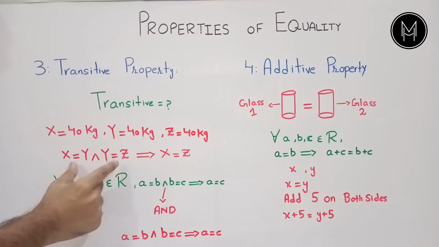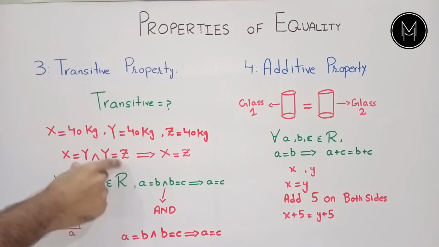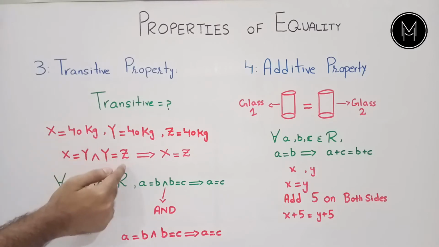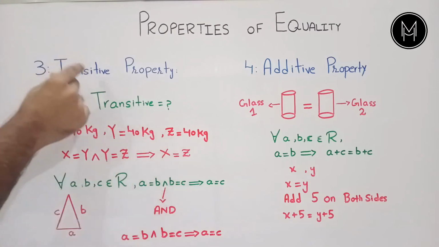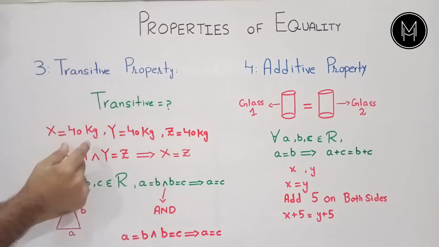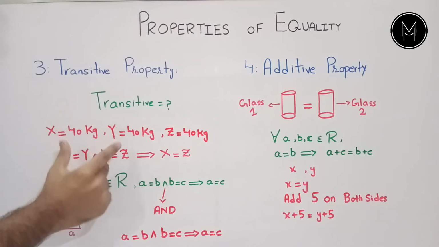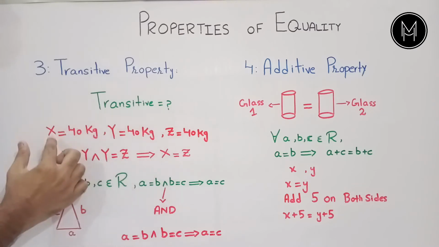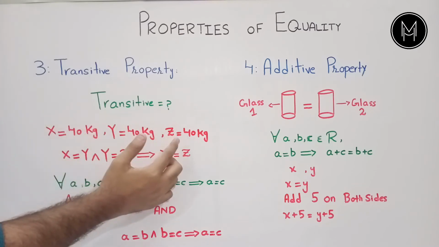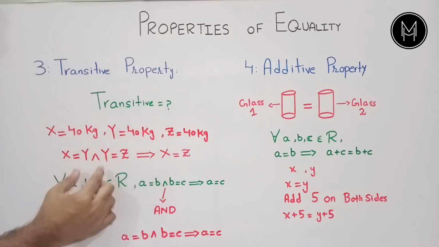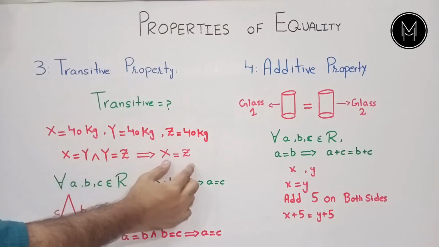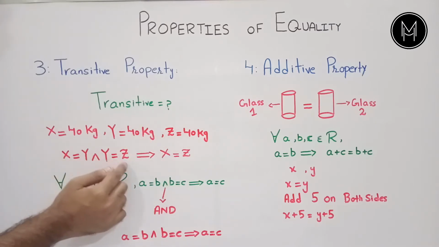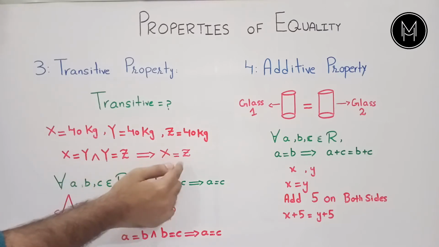From these two conditions we can make a third condition, that x is also equal to z. So transitive means if any condition of equality applies between consecutive numbers of any sequence, this sequence x, y and z, then that condition of equality will also apply between any two numbers taken in order. Meaning if x is equal to y and y is equal to z, then we can say x is also equal to z.